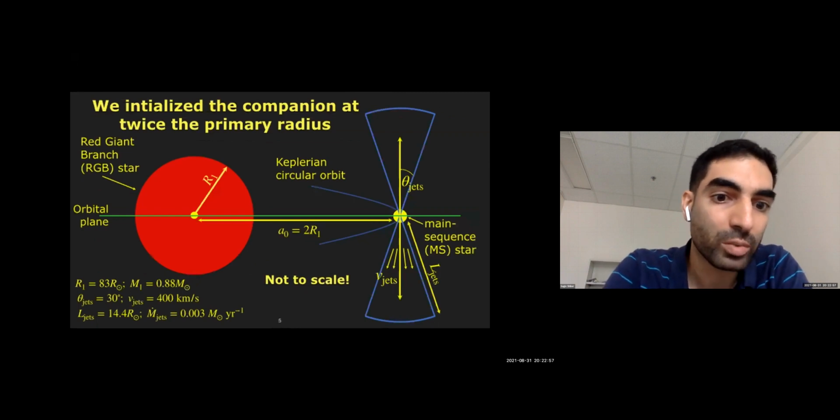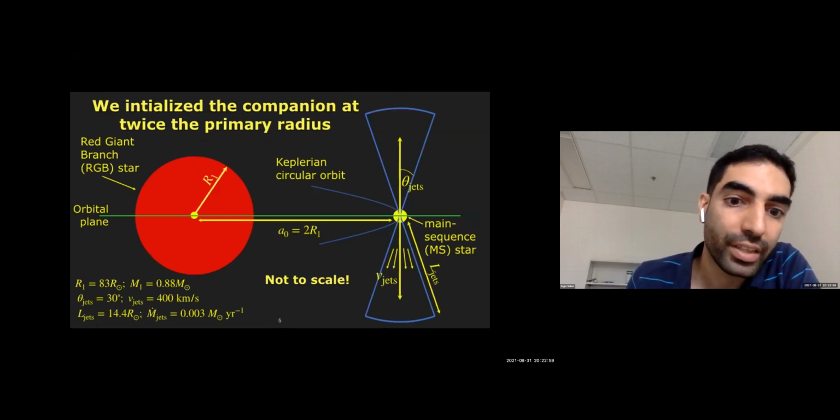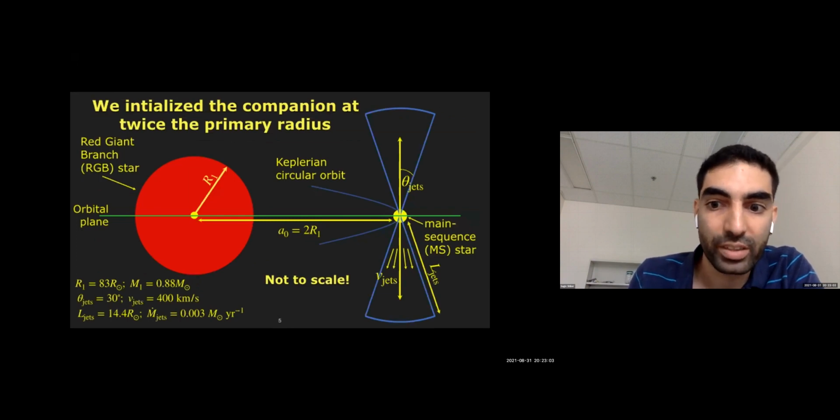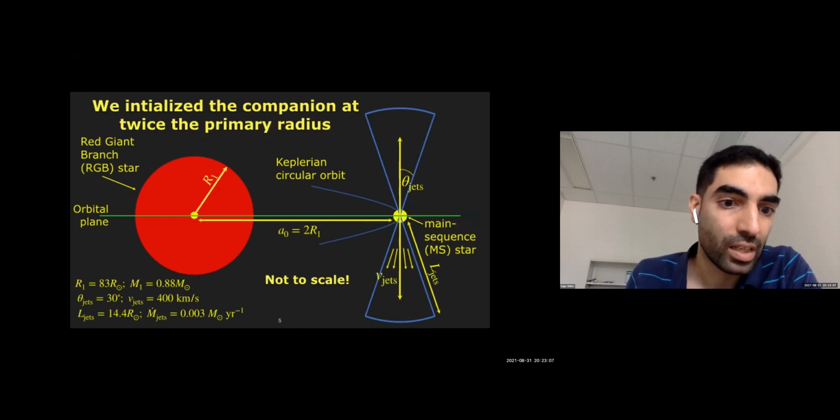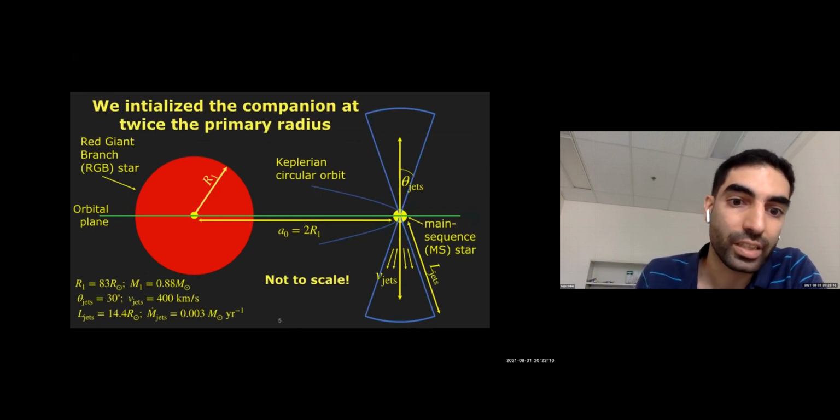So we initialized all our simulations by putting a 0.88 solar mass RGB star at the center of our grid. We imported the RGB star into the 3-dimensional grid from a 1D profile. The radius of the primary star is 83 solar radii, and the main sequence companion was initialized at twice this radius as a point mass.